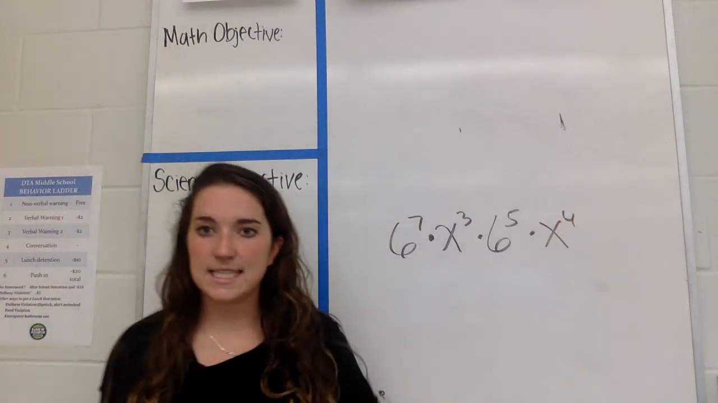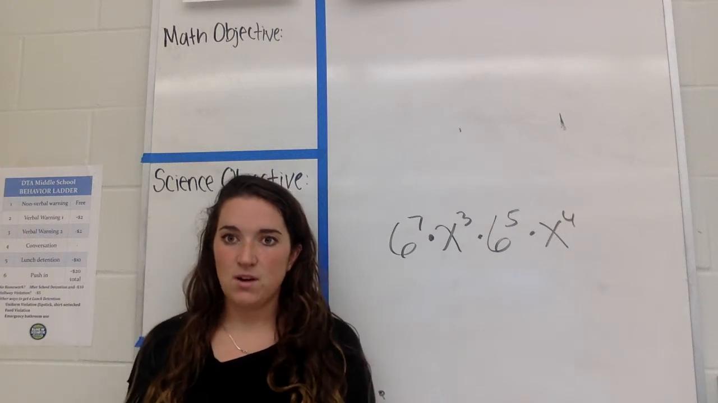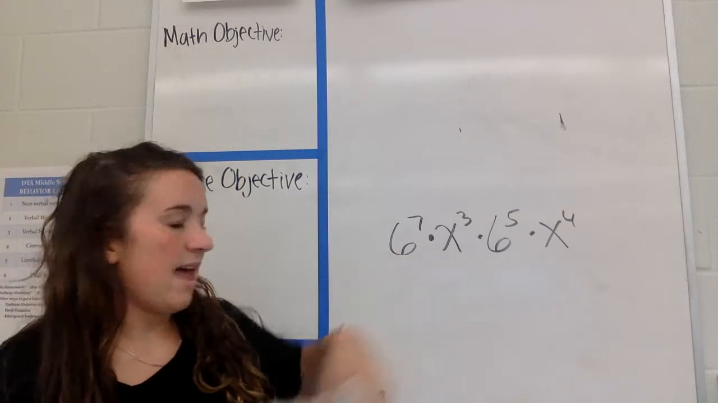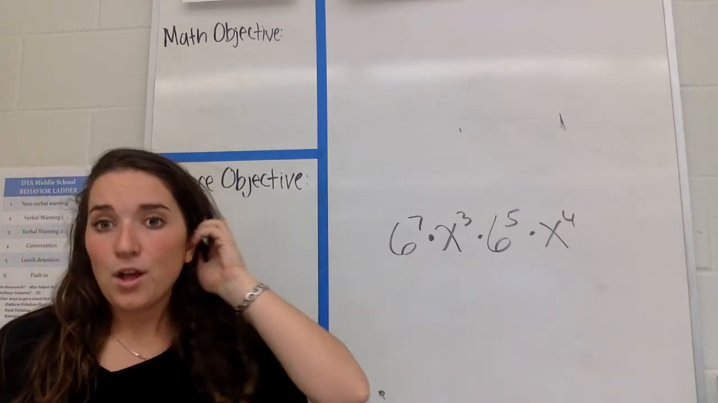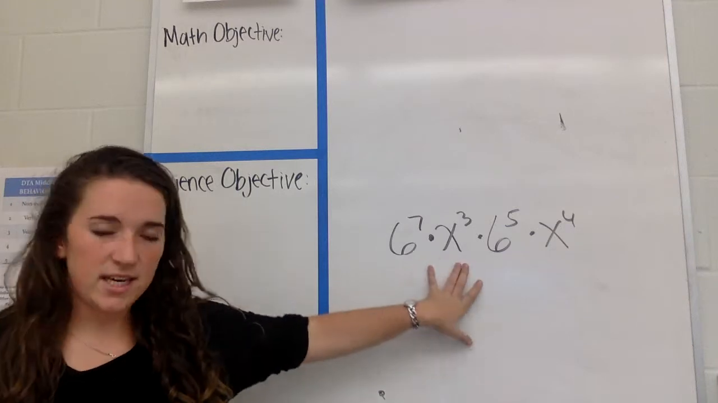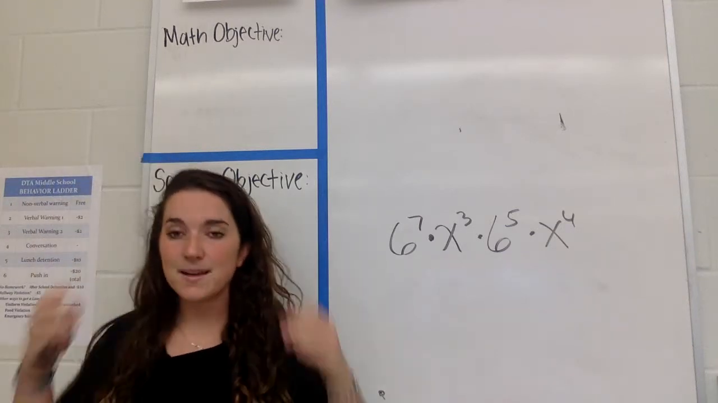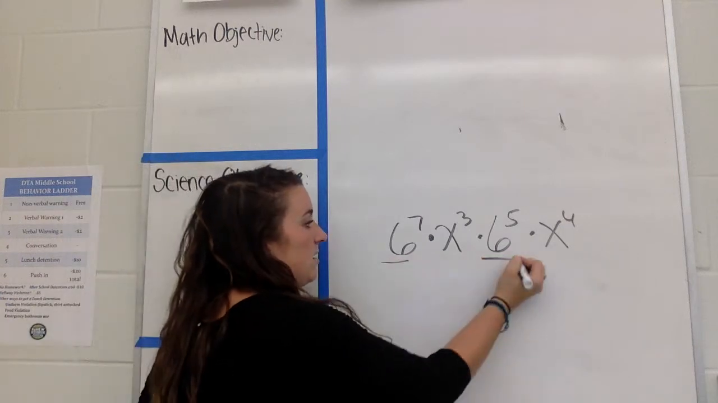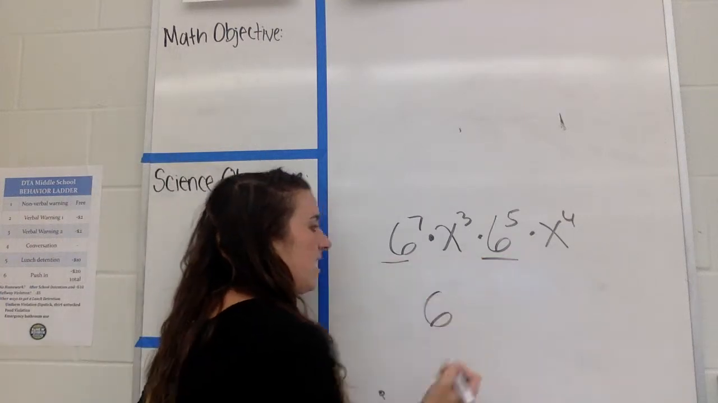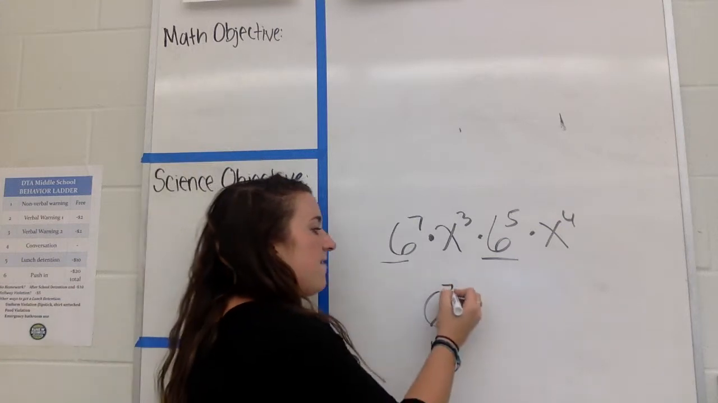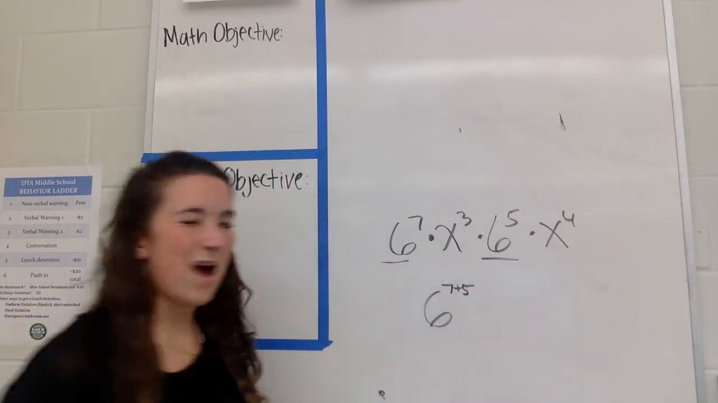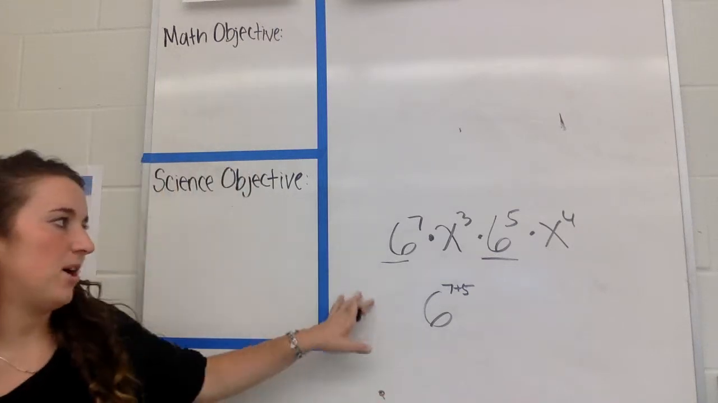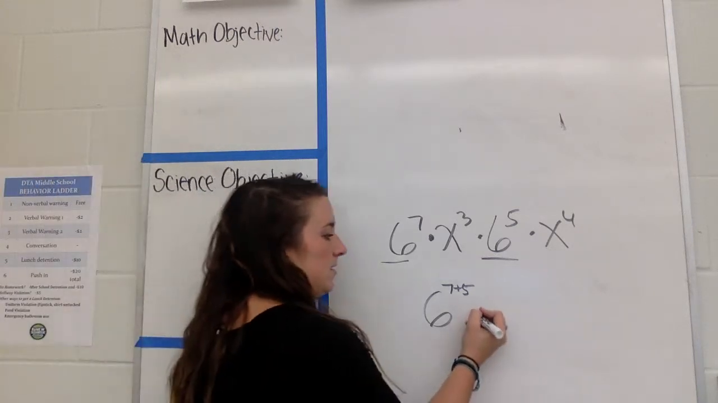Do all of these terms have the same base? No. What are our bases? Yeah, our bases are 6 and x. So can we combine all of these? No, but we can combine the ones that have the same base. So let's start by combining our 6's. So we have 6 to the 7 plus 5th power. Why am I adding my exponents? Right, because I am multiplying. When I multiply, I add my exponents.